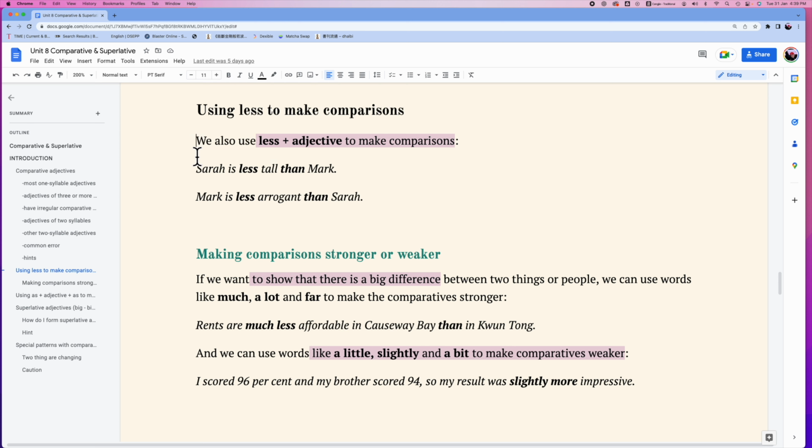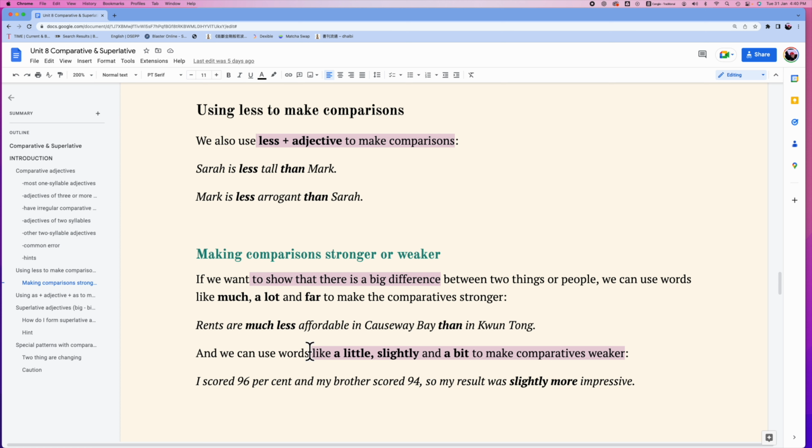For example, Sarah is less tall than Mark, or Mark is less arrogant than Sarah. However, sometimes we want to make the comparison stronger or weaker to reflect a greater or lesser difference. To make the comparison stronger, words such as much, a lot, and far can be used. For example, rents are much less affordable in Causeway Bay than in Kwun Tong.